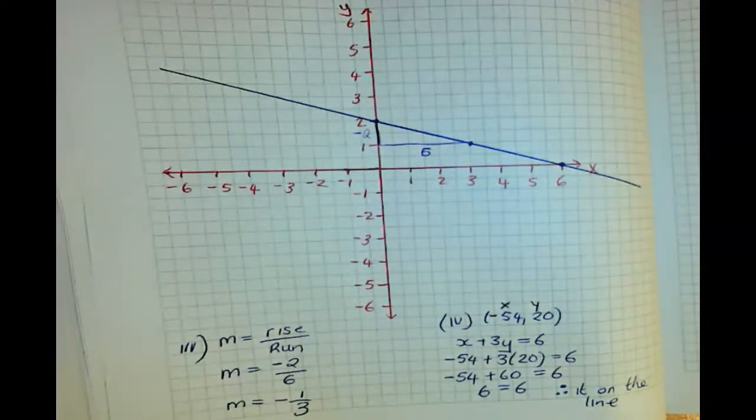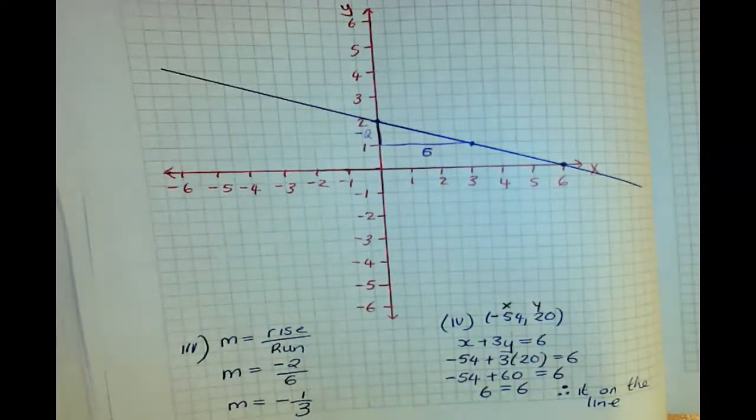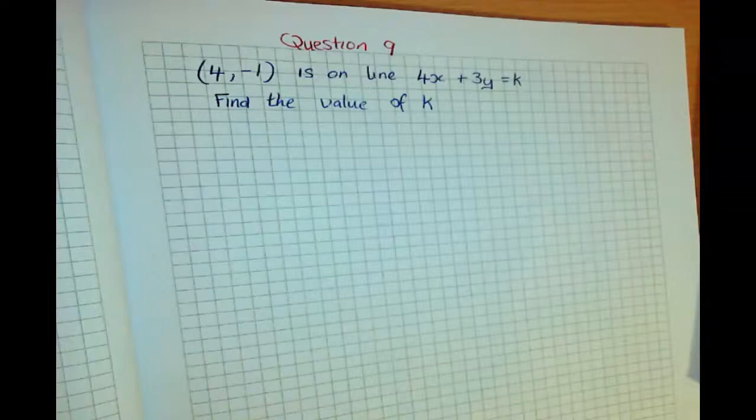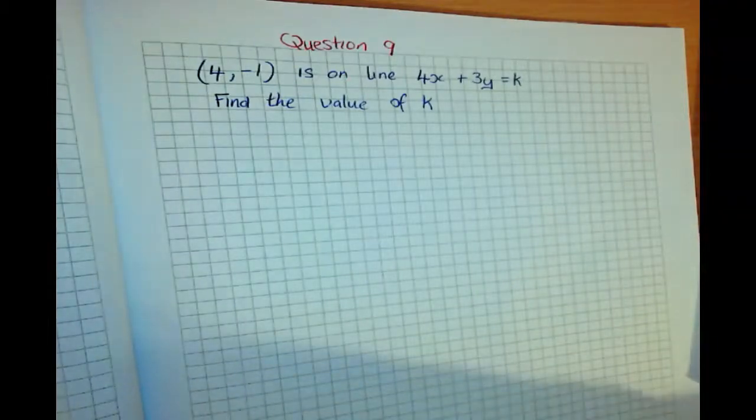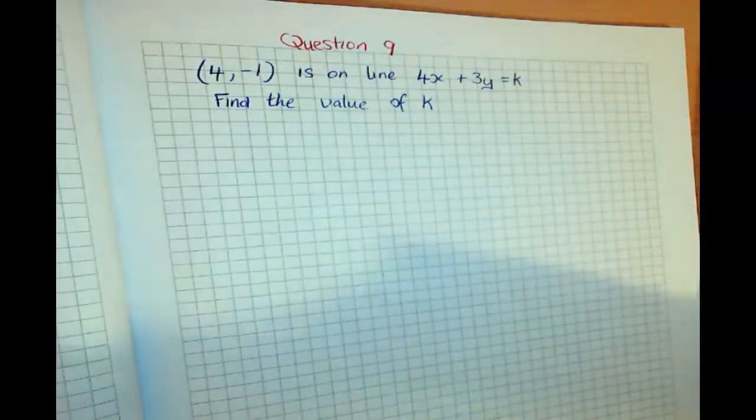And question 8 then is the very same as that, just different numbers, so we won't go through that one. Alright. If we have a look at question 9, we're told that (4, -1) is on the line 4x plus 3y is equal to k. Find the value of k.